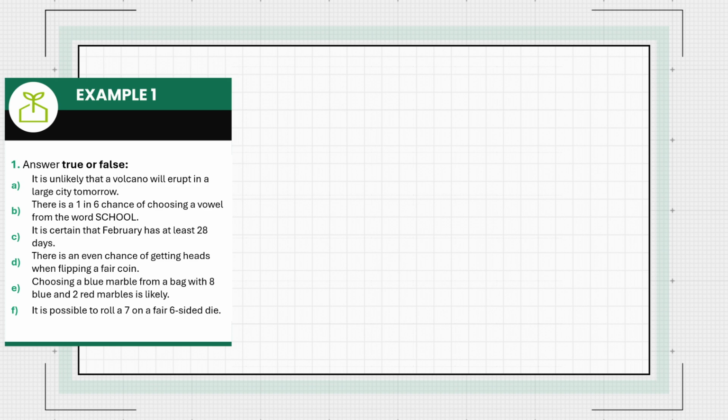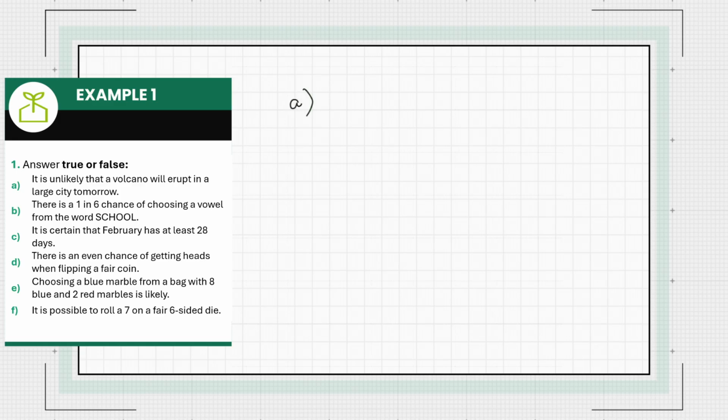Our first question asks us to describe whether or not these situations are true or false. So if we look at our first one, alright, for A, it is unlikely that a volcano will erupt in a large city tomorrow. And just think about any large cities you know. How many of them can you say are near a volcano at all? And what are the chances of a volcano erupting to begin with?